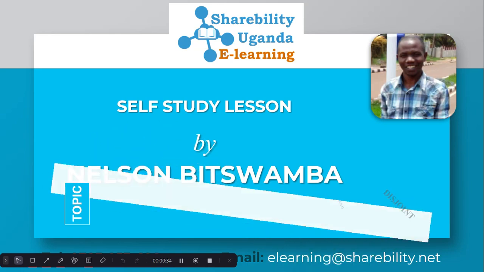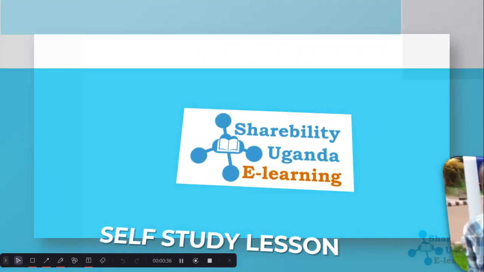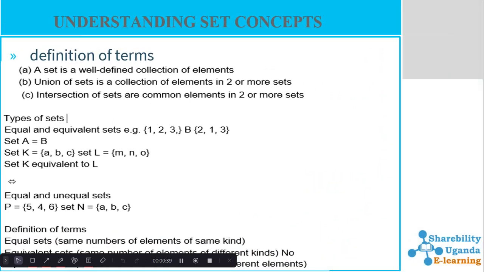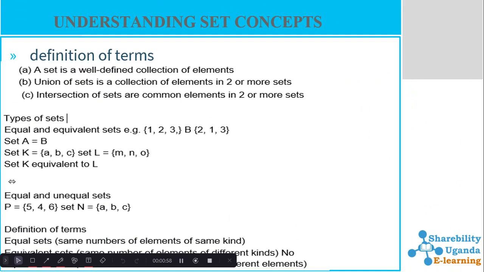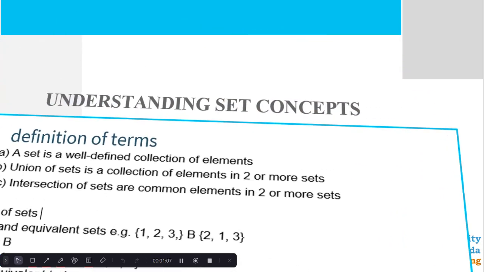In our recent video we looked at the various types of sets. We defined what a set is. We also defined the unions of sets and the intersections of sets, and we went ahead looking at equal sets. Then we also talked about equivalent sets with demonstrations of examples. So in today's video we shall continue from where we stopped.